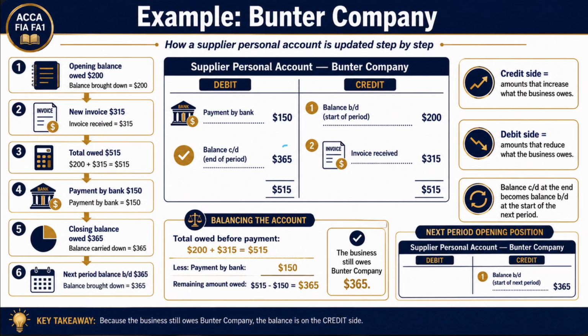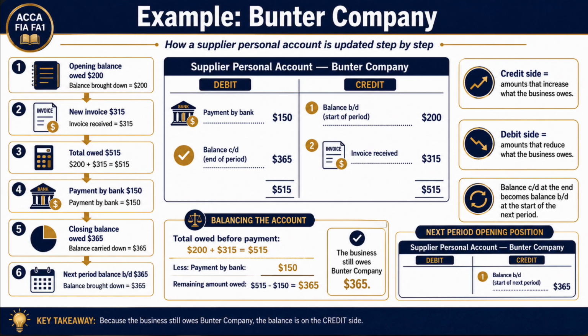Why does the balance carried down appear on the debit side? This part can confuse beginners, so listen carefully. In the Bunter Company account, the credit side is larger because the business owes money to the supplier. To make both sides of the T account equal, the closing balance is placed on the debit side as balance carried down. This is only done to balance the account.